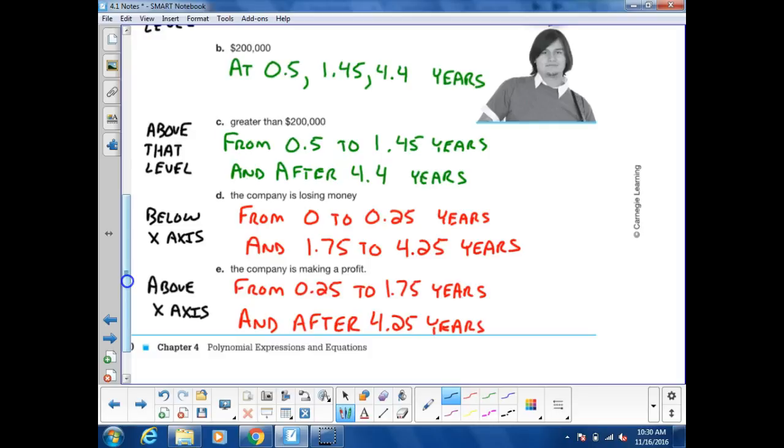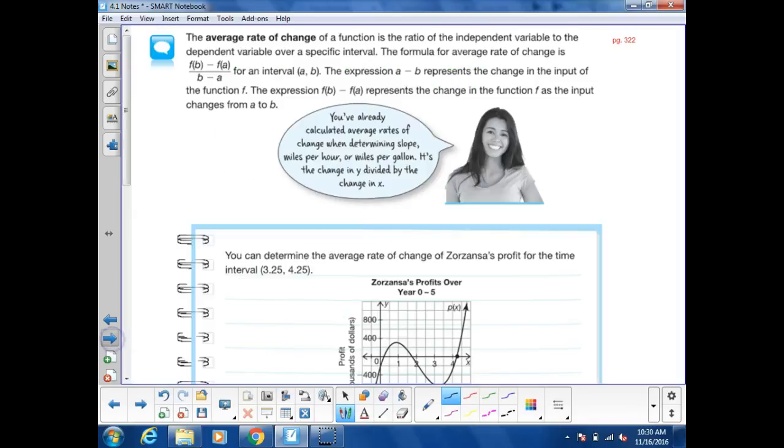We're going to skip page 321. We're going to go right to page 322. AROC. Okay? The average rate of change of a function.